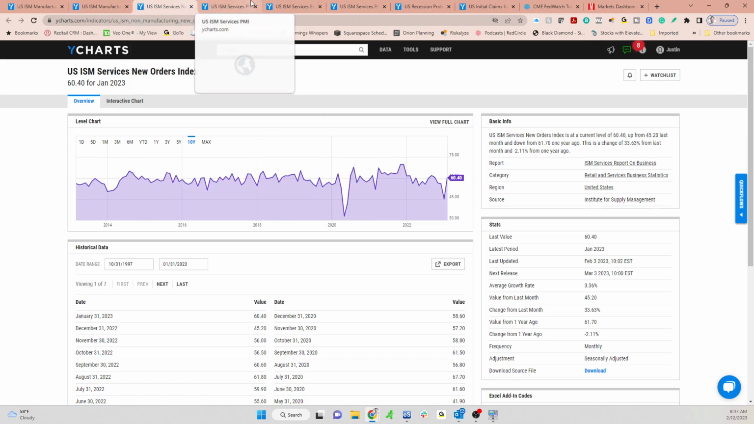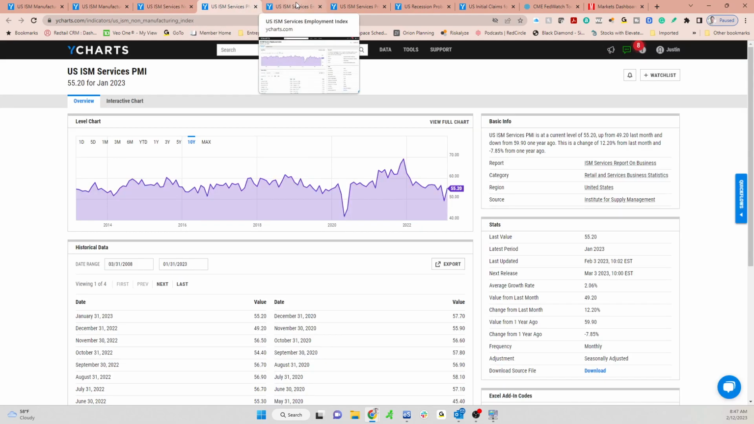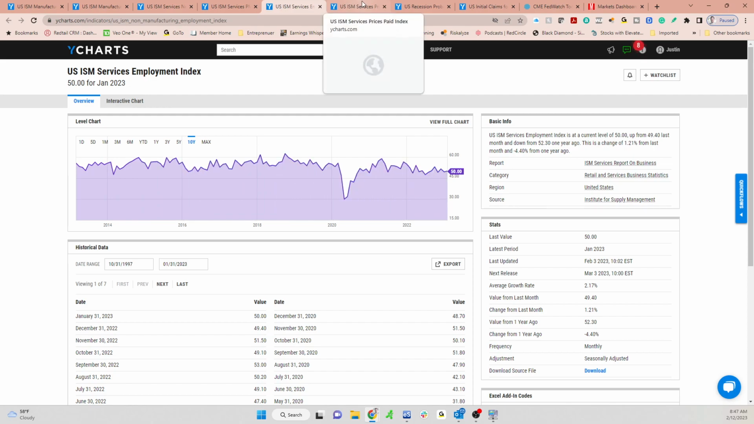Services here. Here's new orders. That ticked up higher, so that was strong. PMI above 55, so growing. Services employment 50, right? So flat. So the employment side of the market is neutral across the services and manufacturing.